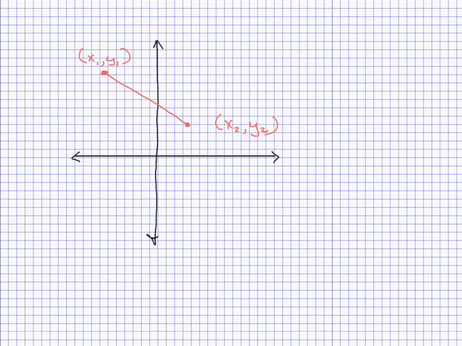Okay, so we're going to develop the distance formula that we will need in section 4.2. And I have two random points, x sub 1, y sub 1, that's up here, and then the other one is x sub 2, y sub 2, that's down here. So we're going to let our friend, the Pythagorean theorem, help us develop this particular formula.